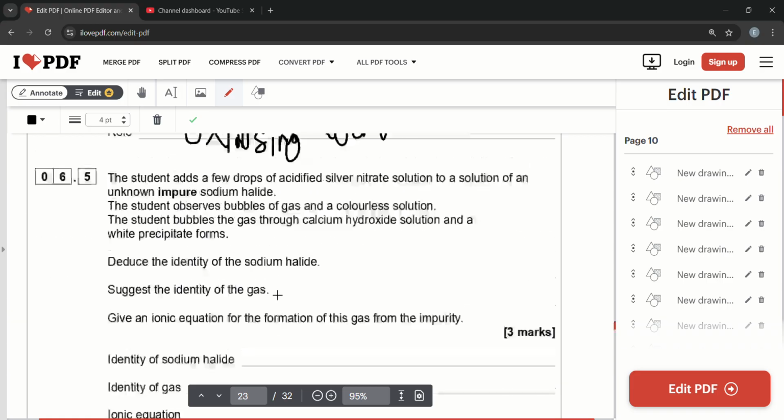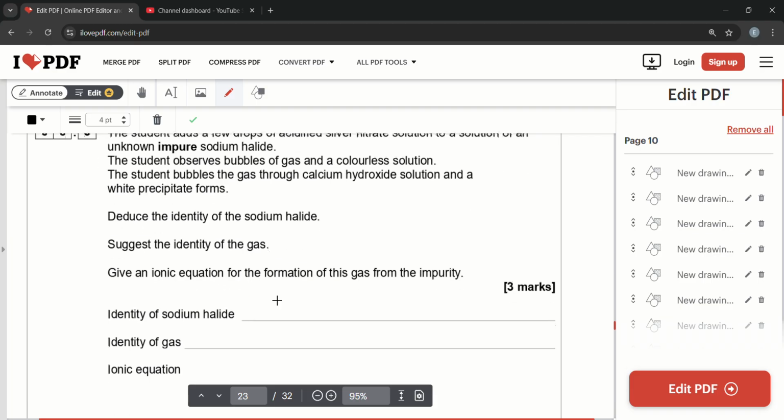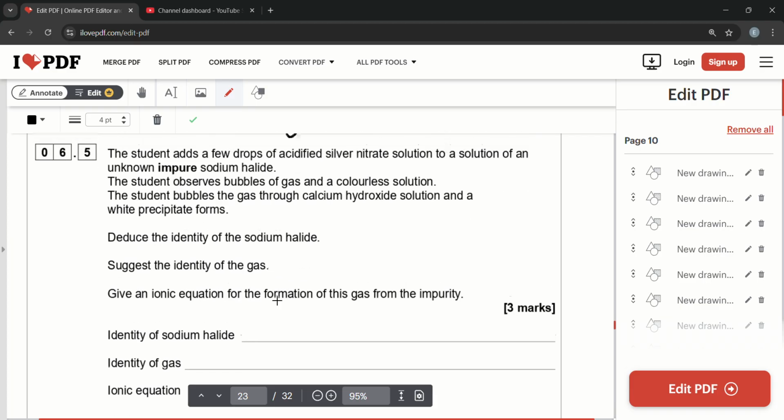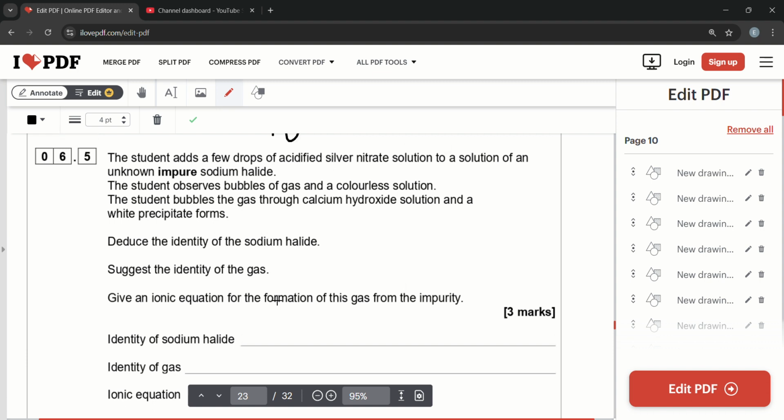Okay, 6.5. Student adds a few drops of acidified silver nitrate to solution with an unknown impure solid sodium halide. Student observes bubbles of gas and a colourless solution. Student bubbles the gas through calcium hydroxide and a white precipitate forms. Deduce the identity of the sodium halide, suggest the identity of the gas, and give an ionic equation for the formation of this gas from the impurity.